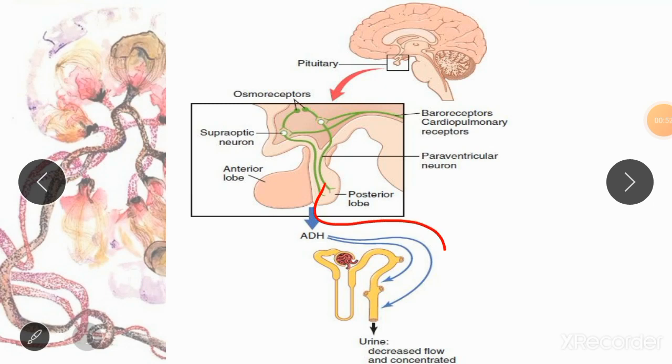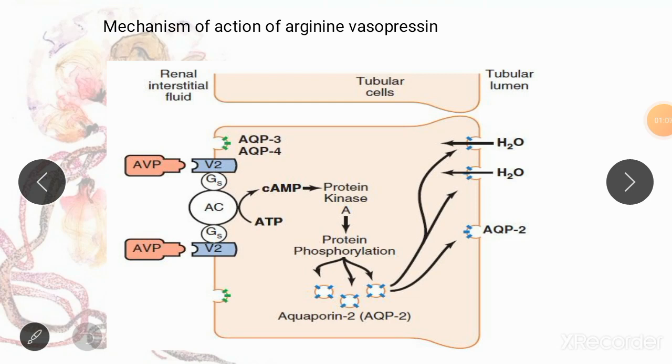and this ADH is going to act on the late distal convoluted tubule, on the medullary and cortical collecting ducts and collecting tubules, and it is going to cause reabsorption of water from these parts of the nephron. And how ADH works on these distal parts of the nephron is that when ADH, which is also known as AVP, arginine vasopressin, it acts on the receptors which are present on the basolateral side of the epithelial cells of the nephron.